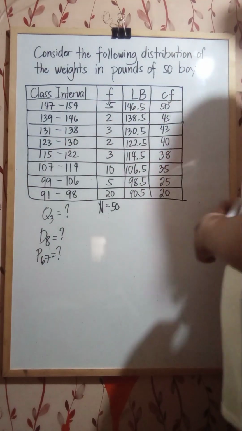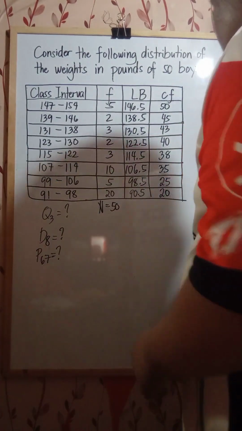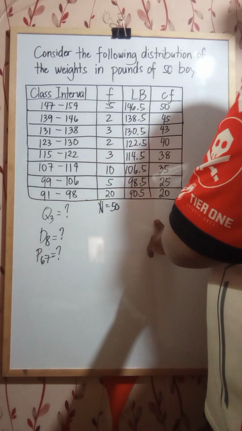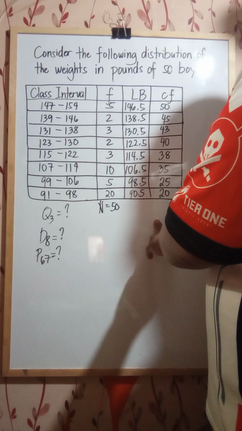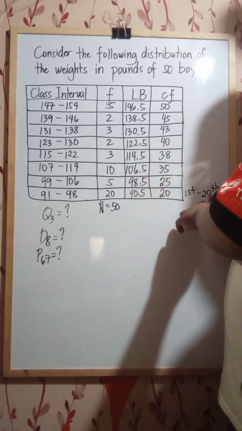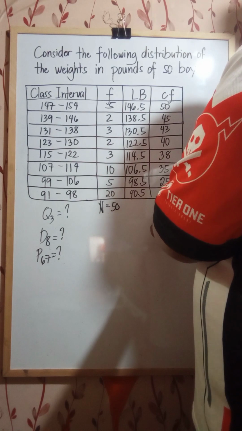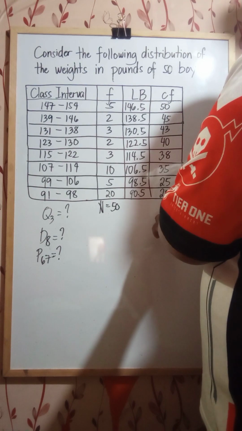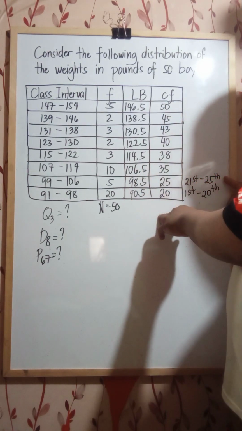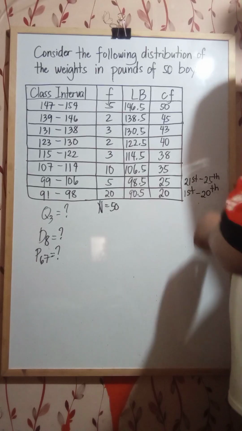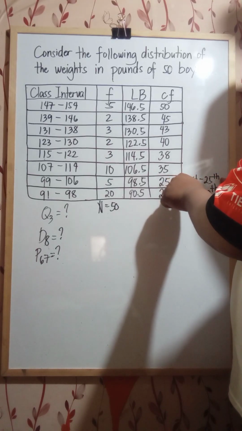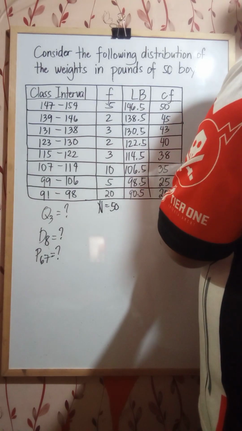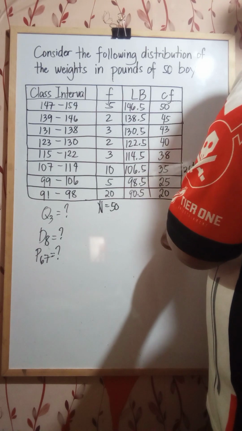The 20 means the positions are from the first place to the 20th place of your data. Then after the 20, that is 21, so the next class covers the 21st to the 25th. After the 25th is 26, so the next covers the 26th to the 35th.